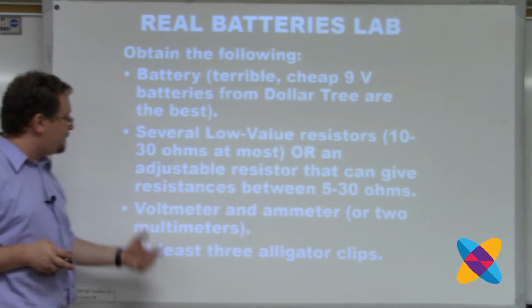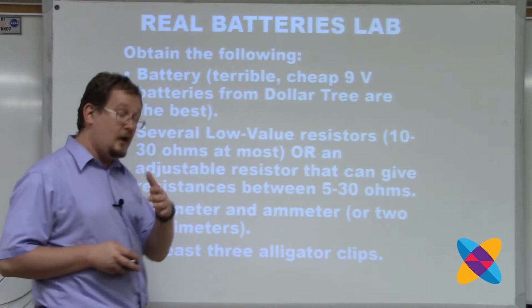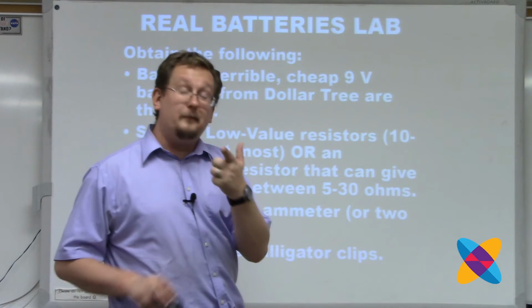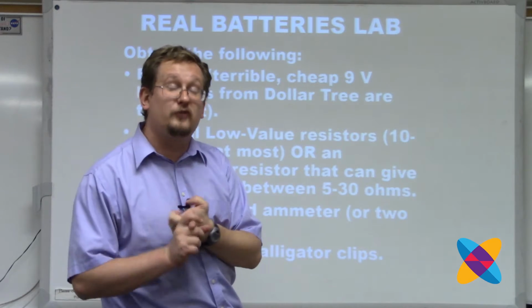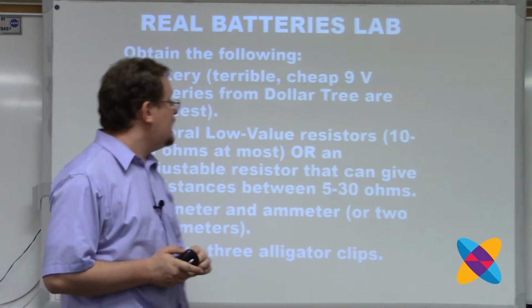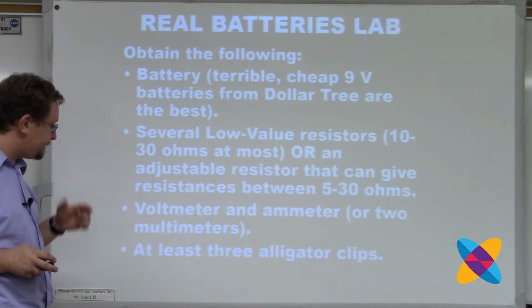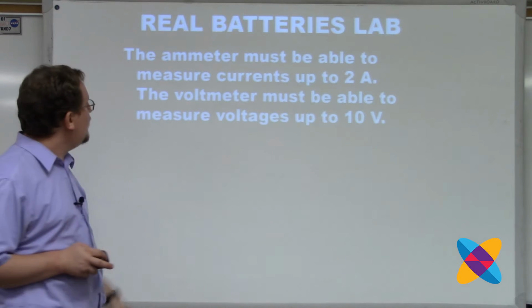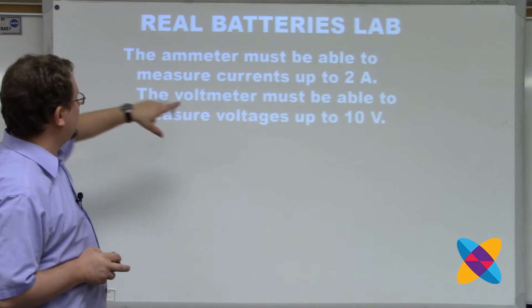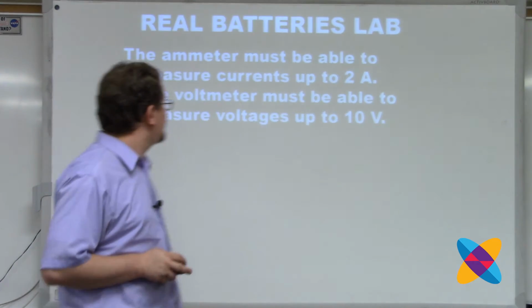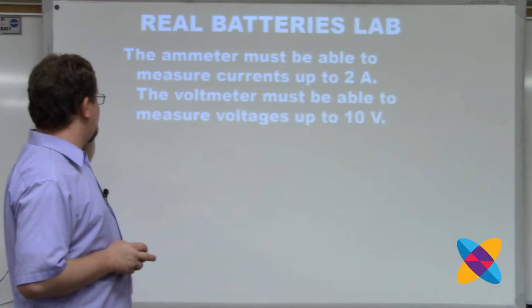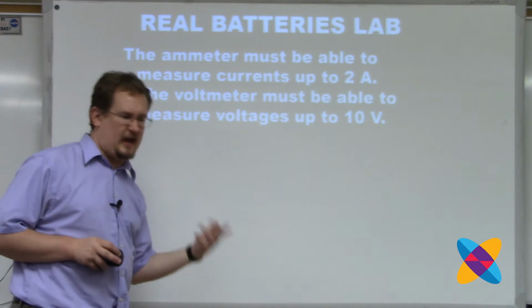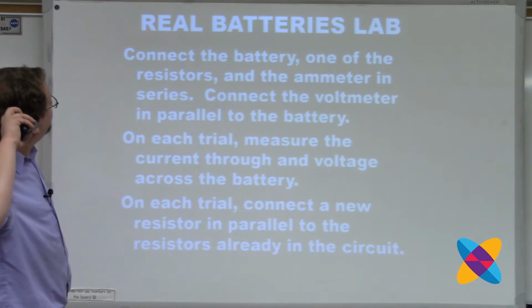Voltmeter and ammeter, you need them both, or 2 multimeters, just like the non-ideal resistors lab. We're going to measure voltage and current for several trials. 5 trials get different voltages and currents. And then however many alligator clips you need to make the circuit. We need an ammeter that can measure probably up to 2 amps. Just warning. The voltmeter needs to be able to measure voltages up to about 10 volts because it's a 9-volt battery.